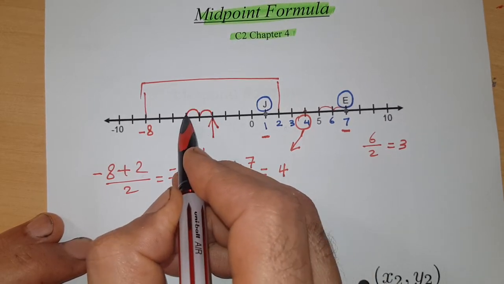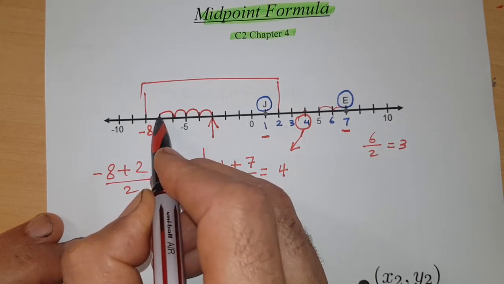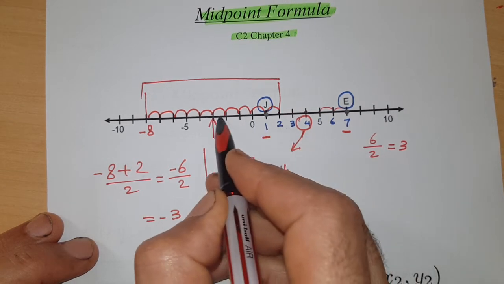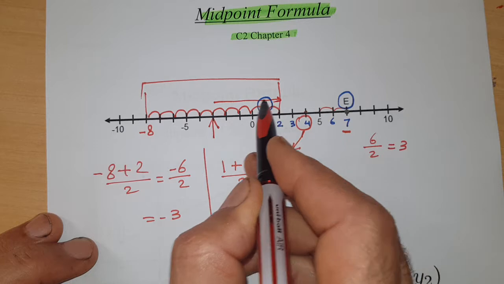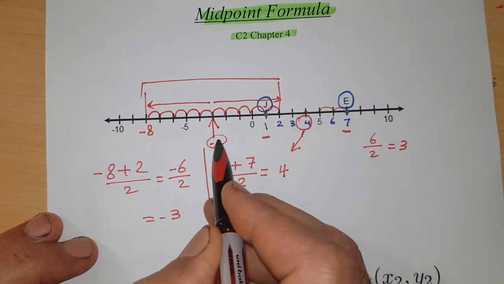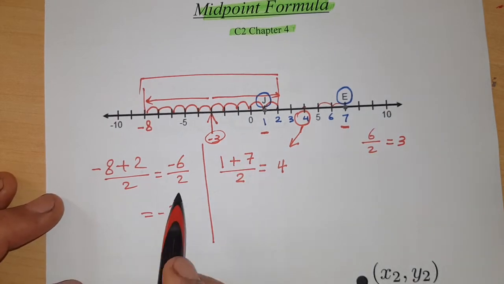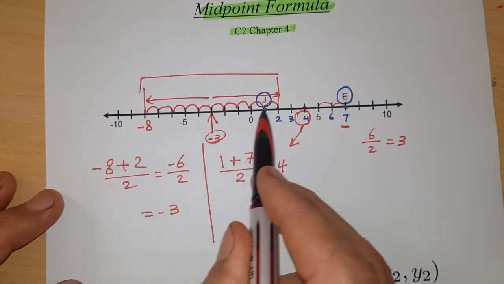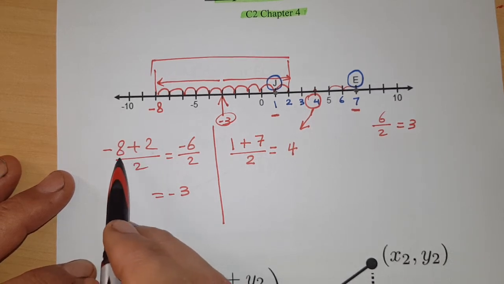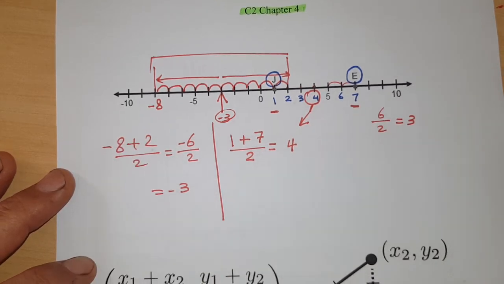Count: 1, 2, 3, 4, 5. 1, 2, 3, 4, 5. Yeah, exactly the same distance. So it's the midpoint. This point is negative 3. So simply the midpoint between two numbers or 2 points on the number line is the sum of them divided by 2: the average, the arithmetic mean of the two numbers.